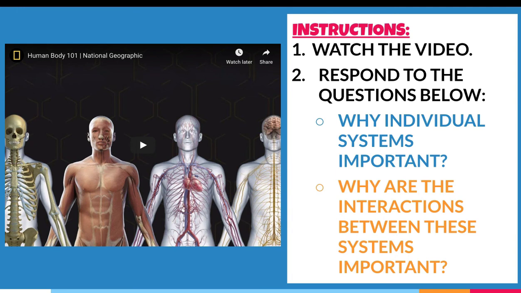The first in blue, it's supposed to say why are individual systems important? And then the one in orange should say why are the interactions between these systems important. So blue, we're thinking about why is an individual system important? Why is the muscular system important, for example? And then the orange one is why is how the muscular system and the skeletal system interact important? Why are those interactions or those connections important? You can write your answer on your body systems review sheets. Good luck.